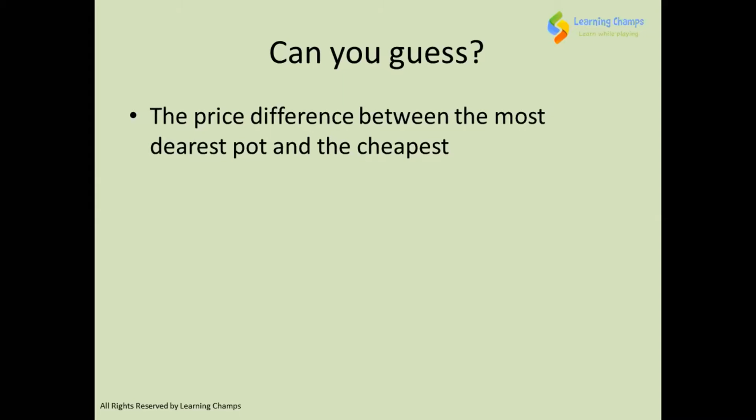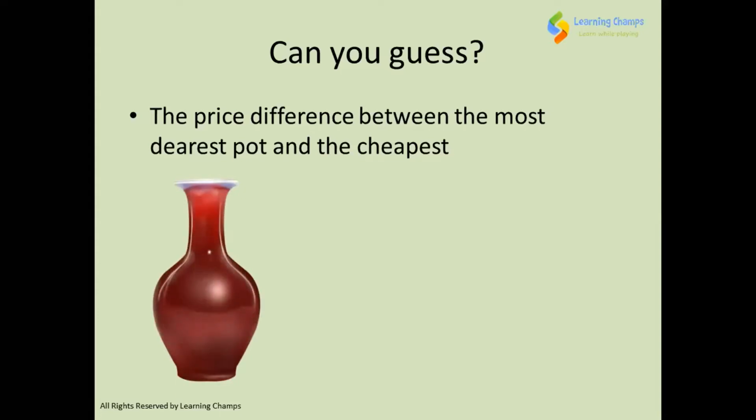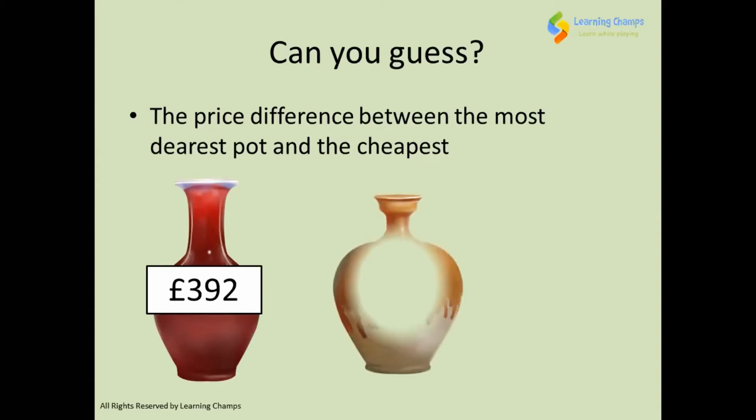What is the cheapest one? What was the cheapest? Brown pot. Are you sure? Okay, let's see. The red pot, yes, it's 392 pounds. And the brown pot, very good. You all have a very good memory. 143 pounds. So if we find the price difference between these two pots, what's the answer?